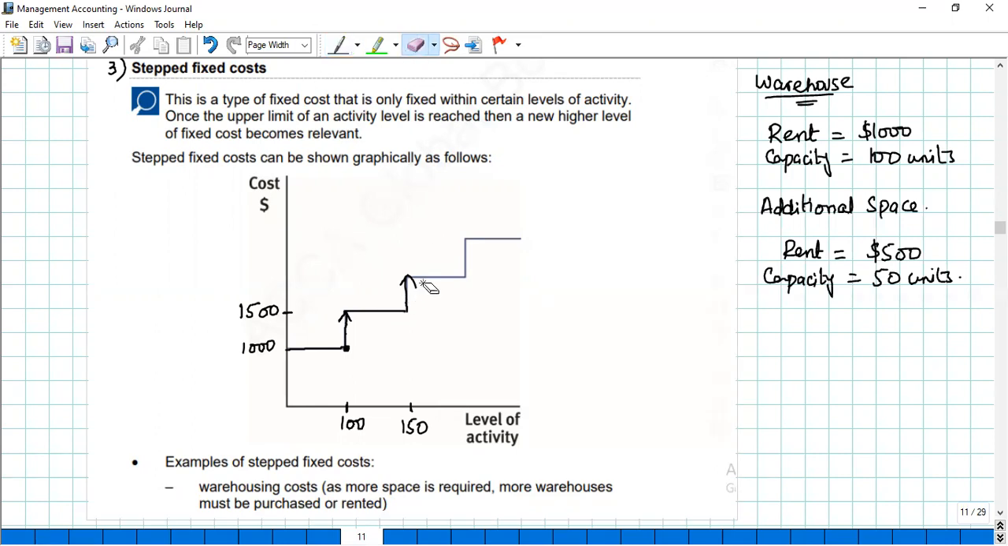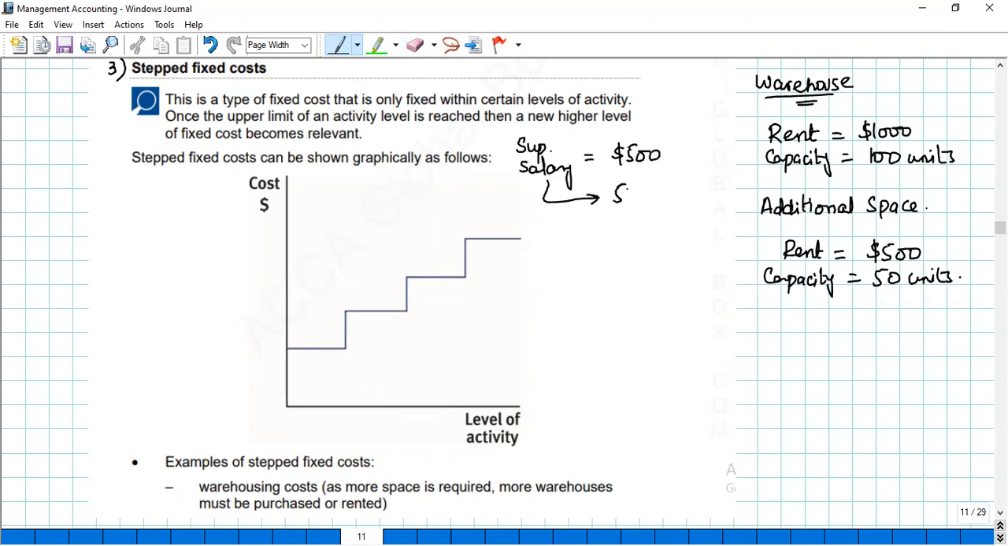Another example of step fixed costs can be the salaries. Okay? A single salary is a fixed cost, but when it is salaries, it means it is a stepped cost. Let's say there's a supervisor and you are paying the supervisor a salary of $500, and the person is responsible for managing 50 employees, for supervision of 50 employees, okay?